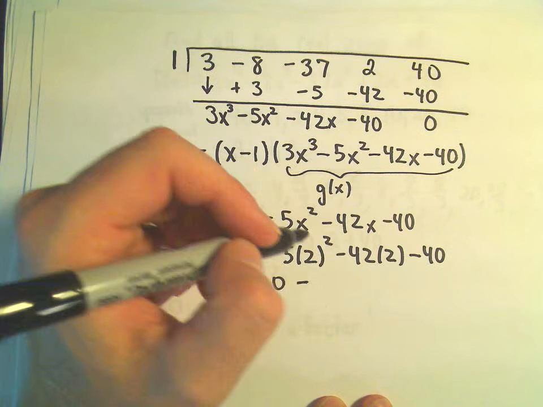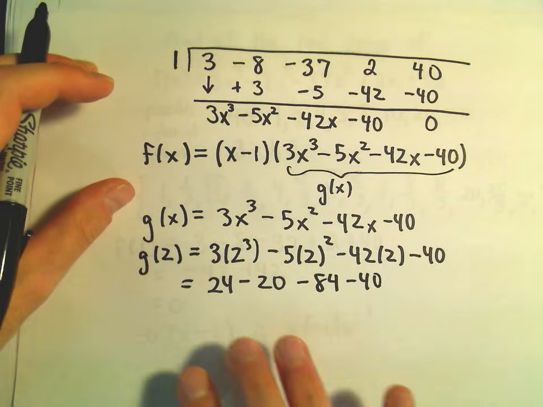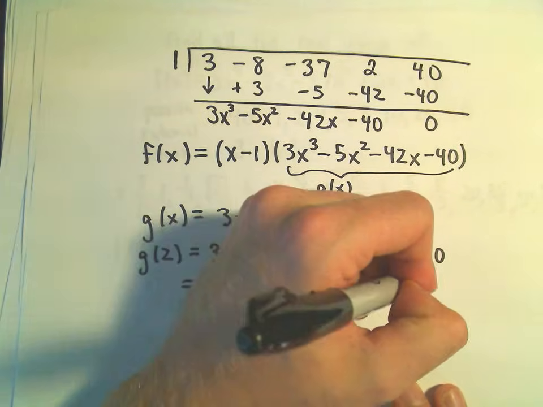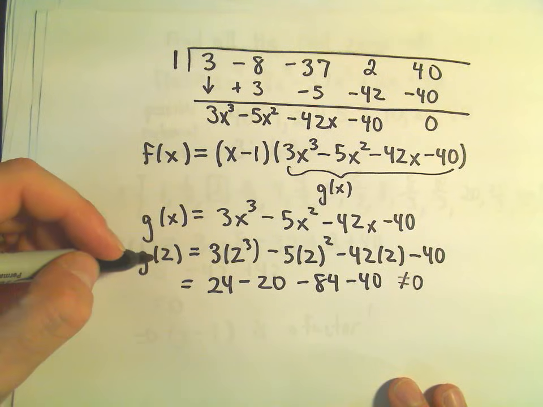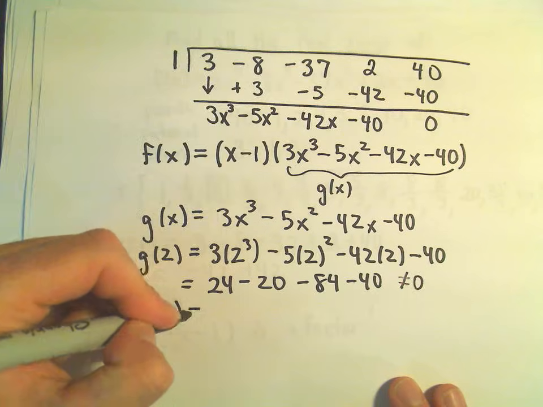Negative 42 and 2 will be negative 84, minus 40. Well, there's definitely lots of negative numbers out there. That's not going to equal 0. So that means x minus 2 is not our factor. Maybe we can check negative 2.